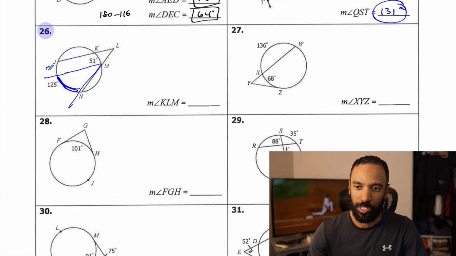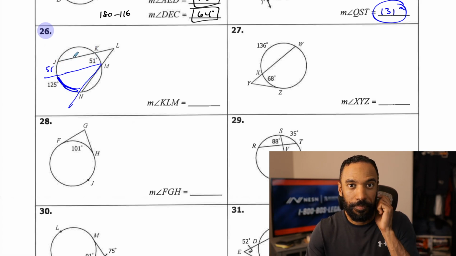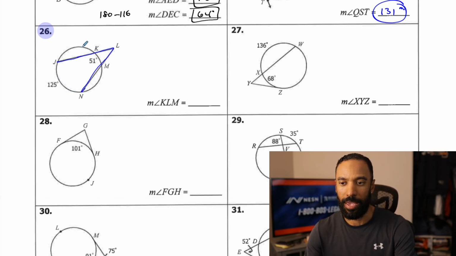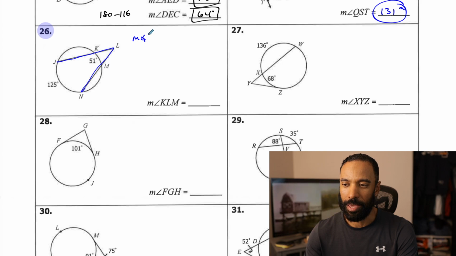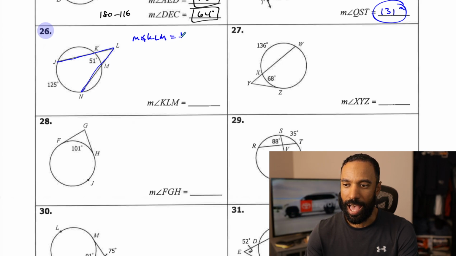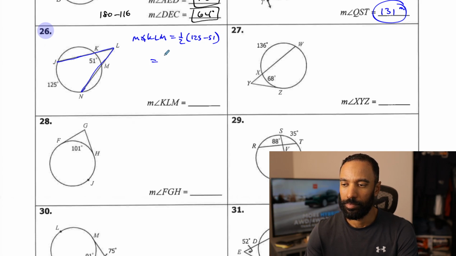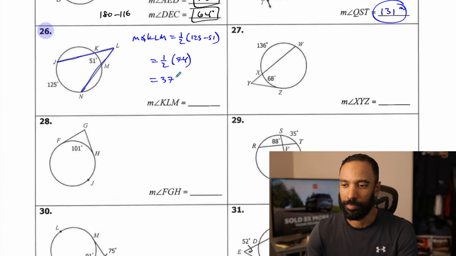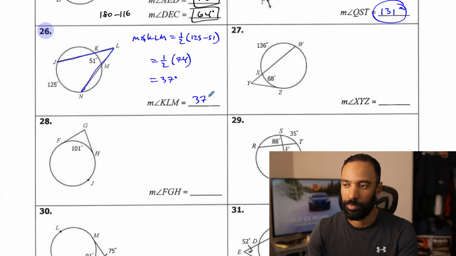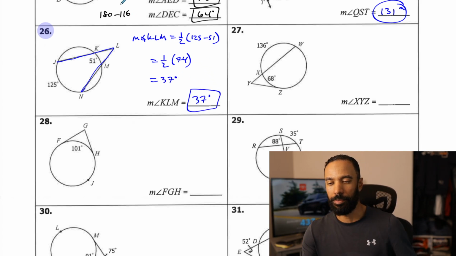Well, this is 51, so is that. So we take 51 away. So we take half of some measure, half the difference of these two. So measure of angle KLM is half of 125 minus 51. So that's half of 74, which is 37. There you go.